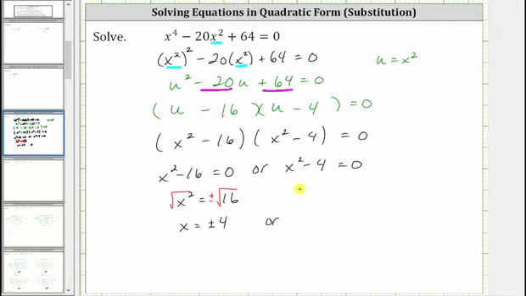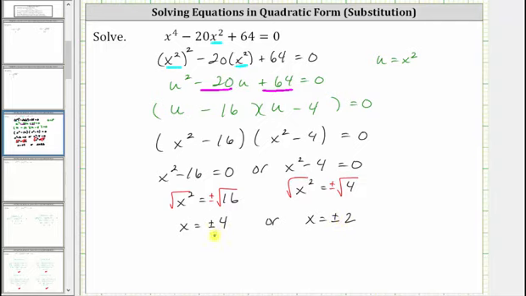For this equation, we add 4 to both sides, giving us x squared equals 4. And now we square root both sides of the equation with a plus or minus on the right. Simplifying, we have x equals plus or minus the square root of 4, which is 2. We have 4 possible solutions to the original equation: x equals positive 4, negative 4, positive 2, or negative 2.